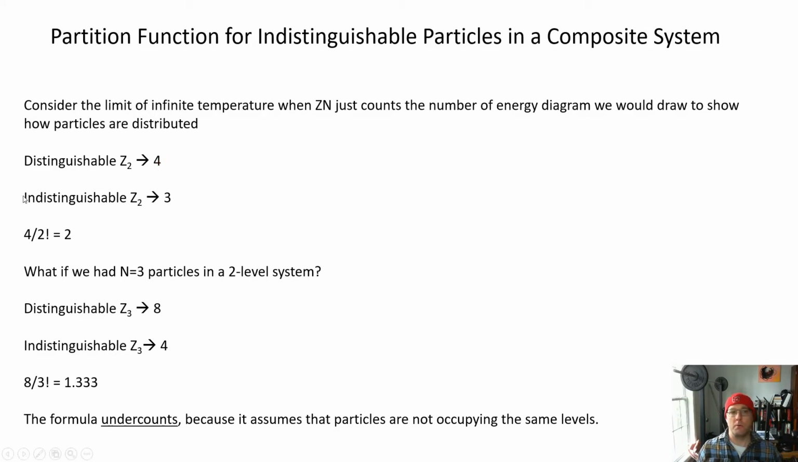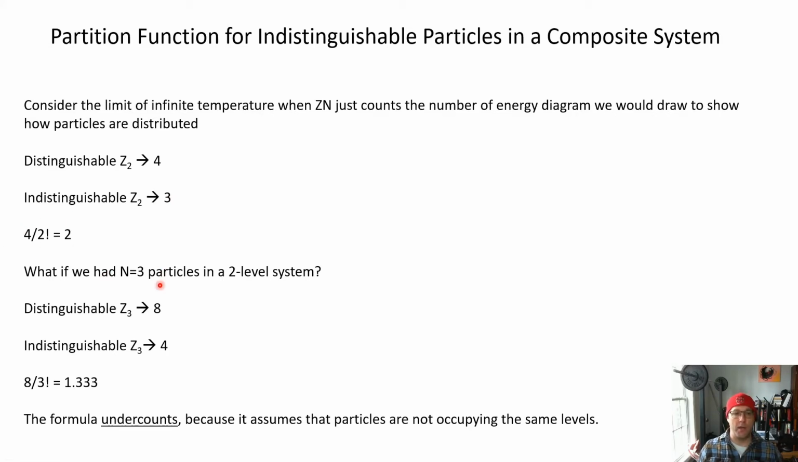For the indistinguishable case, we saw that one of those diagrams was redundant, and so the Z2 gets reduced to 3. If we apply the formula that I just wrote, namely Z1 to the n divided by n factorial, you get 2. And so 2 does not equal 3, so you can see that for a small number of particles and a small number of levels, this formula is actually not very good.